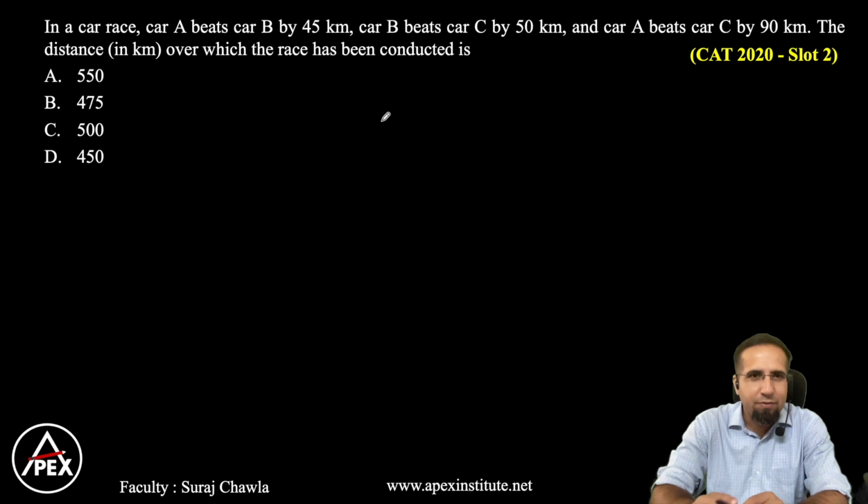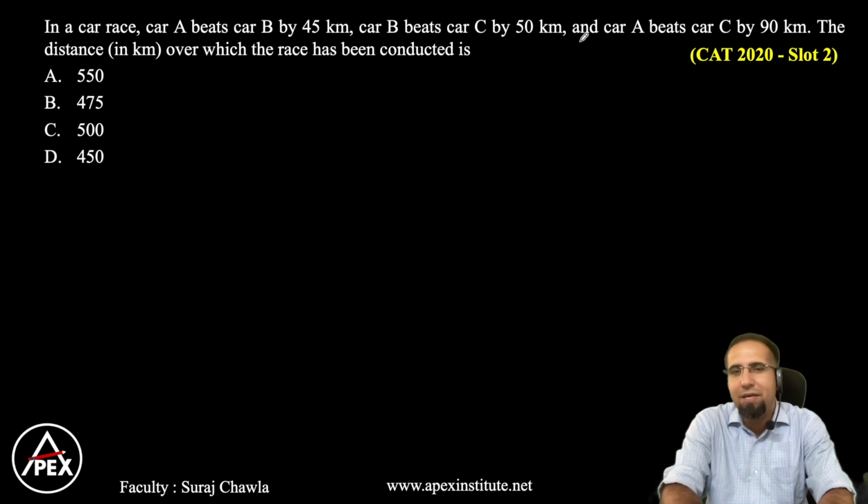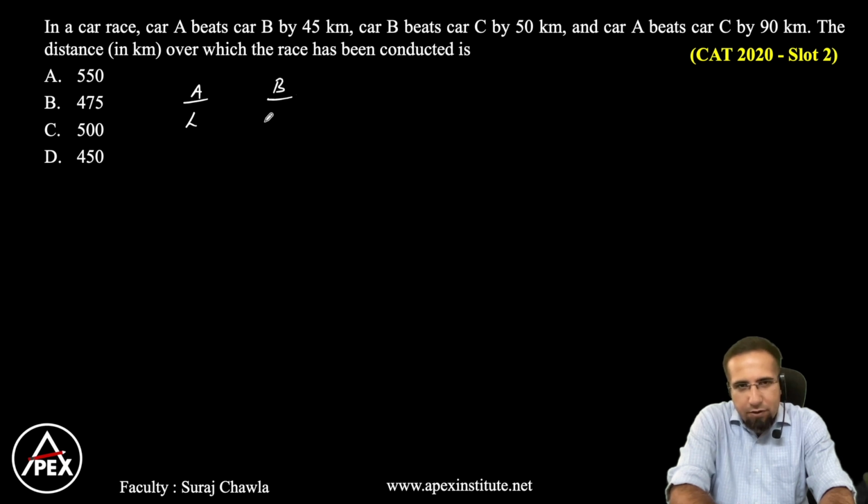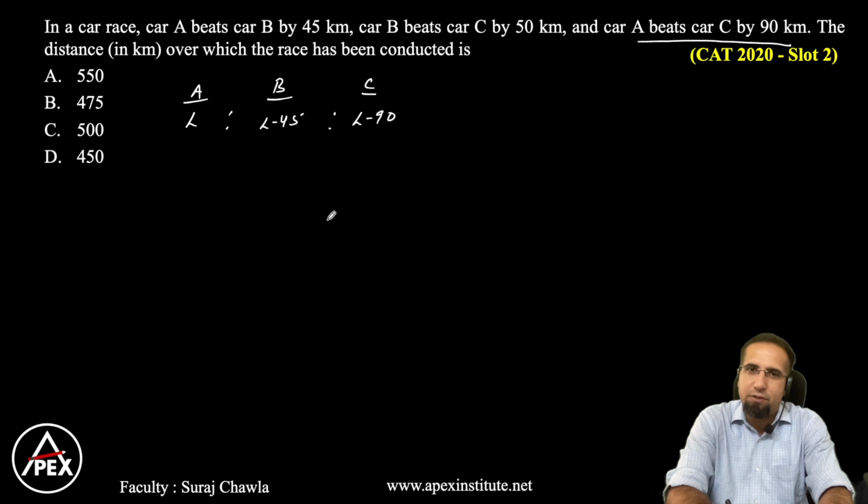Let's look at one more CAT question. In a car race, A beats B by 45 kilometers and B beats C by 50 kilometers. And car A beats C by 90 kilometers. So I'm talking about A beats B. So we can say that when A covers the complete length of the track, B covers L minus 45, and I'm told that A beats C by 90, but that means when A covers L, C covers L minus 90. Now this becomes the ratio of their distances, which is nothing but the ratio of their speeds.